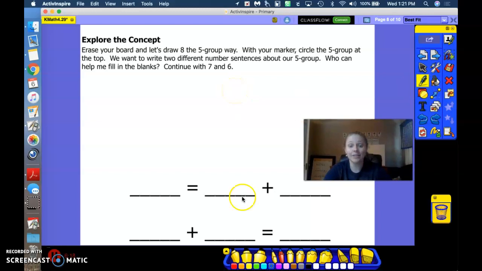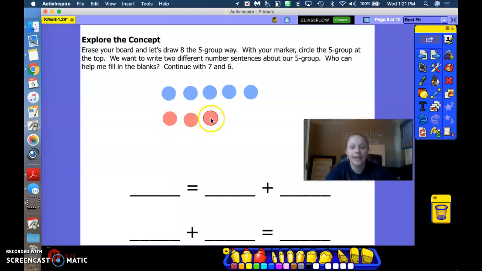All right, erase your board for me and practice drawing circles the 5-group way. Give me 8 circles. Remember, how many are allowed on top? 5. 1, 2, 3, 4, 5, 6, 7, 8. Good. See if you can fill in your number sentence to match this picture. 8 is the same as 5 blue and how many red? 3. Good. Now let's write the number sentence the other way. 3 plus 5 equals 8.